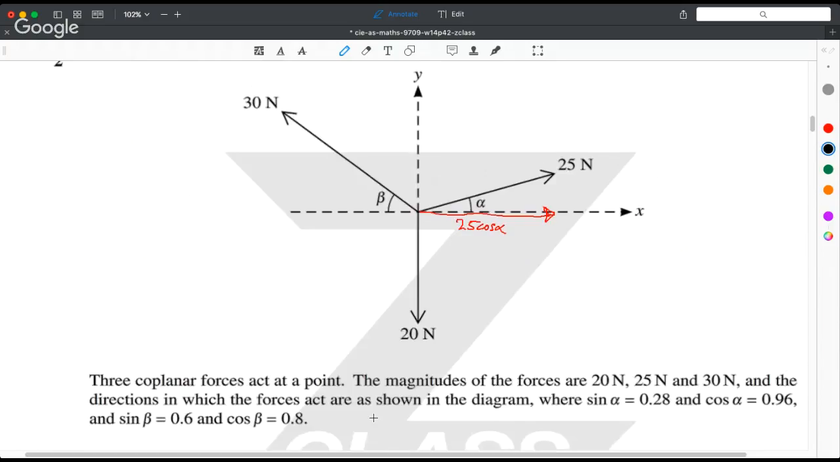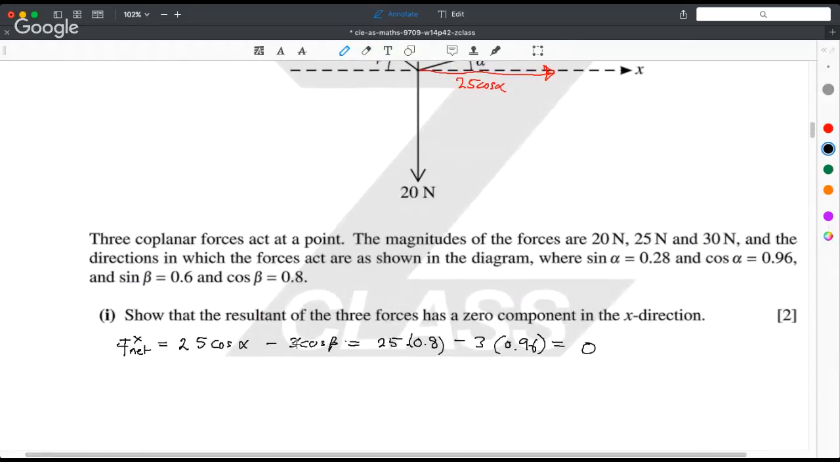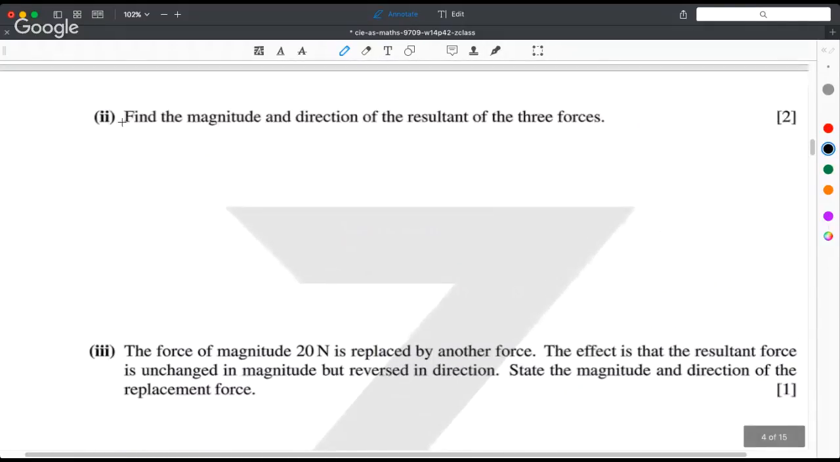Okay, sorry, not 3, 30. Otherwise, that would be very different. Okay, so the second question is exactly the same thing, except you have to now work out the y direction and then talk about the resultant. So let's first work out the y direction.